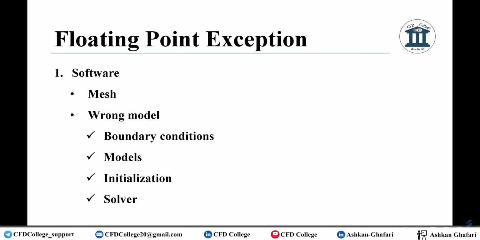The second one is choosing wrong models. By model, I mean the solver, I mean the setup of the simulation, including boundary conditions, models, initialization, and solver methods. For example, if you have a mistake in a boundary condition, instead of 300 Kelvin, you may apply, for example, 3000 Kelvin. This is a mistake and may lead to floating point exception.